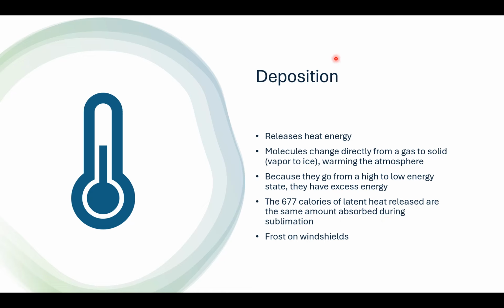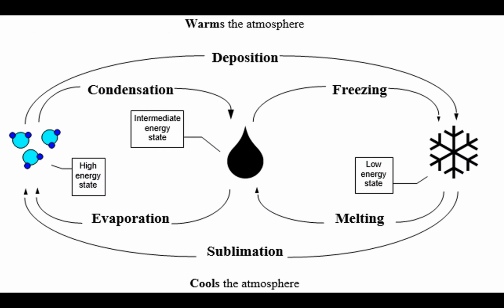An example of deposition would be on a cold winter morning where you see frost on your car windshield. You're going from a vapor to an ice without going through any kind of liquid stage. You're going directly from vapor to ice.